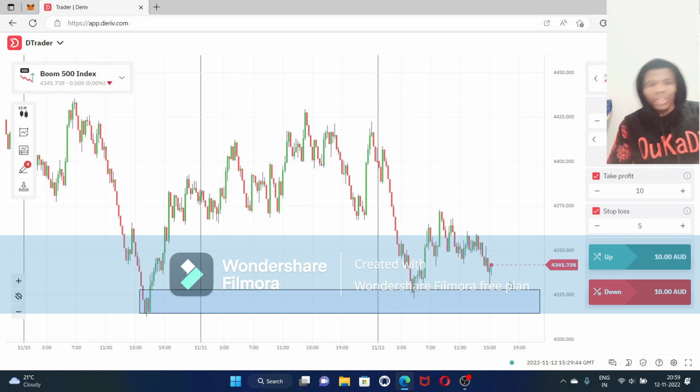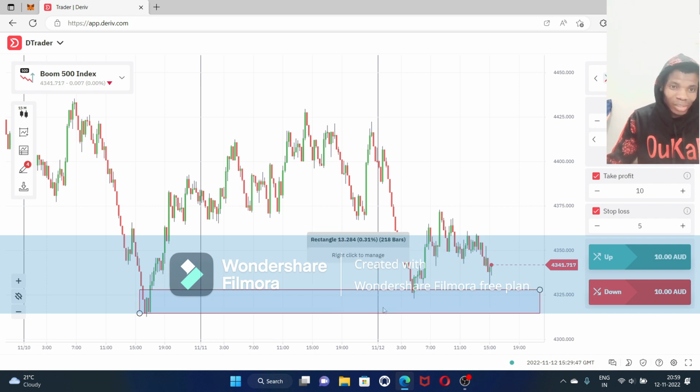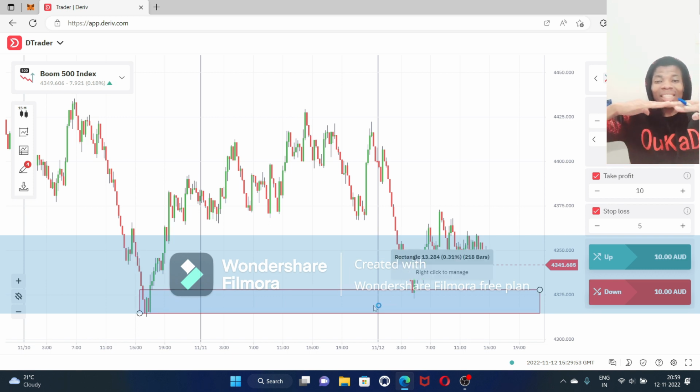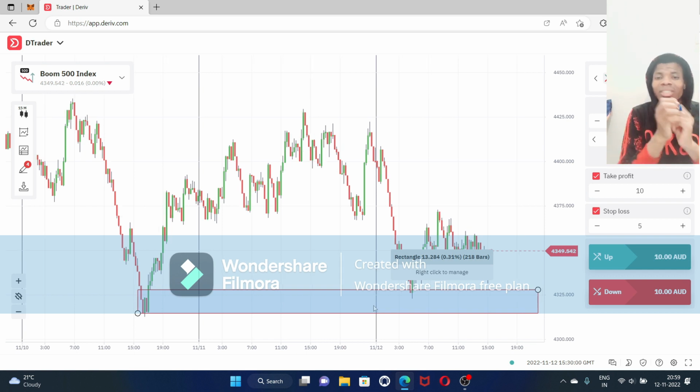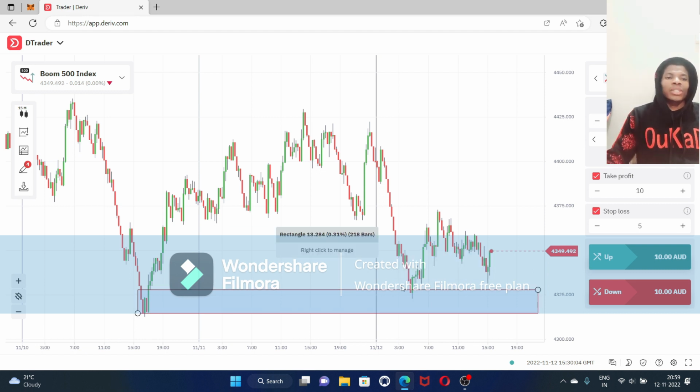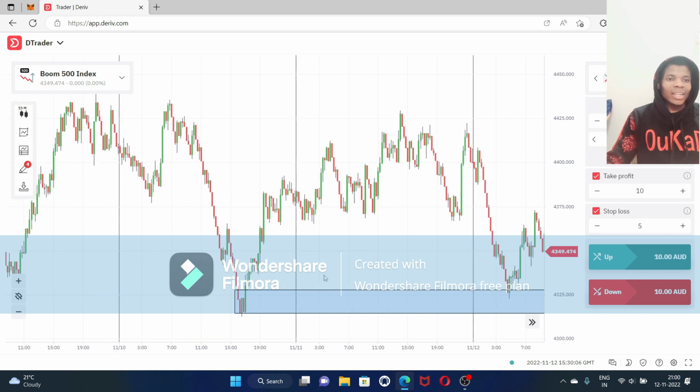Why am I saying this? This is because this is a support level. Understand? The point below is the support. It supports all the prices. The prices are bouncing back on that level. When it reaches that level, it bounces back. So this is a support.